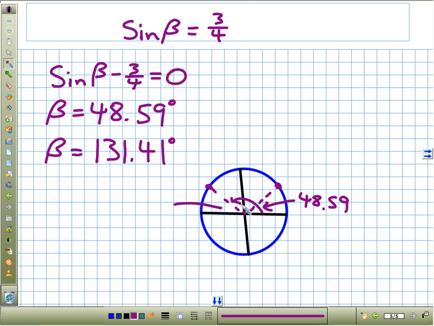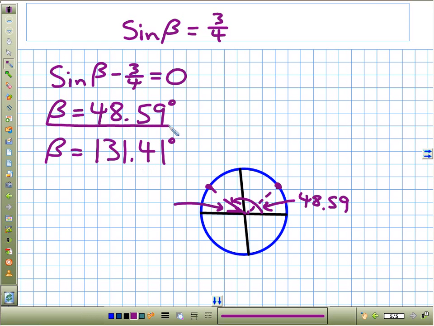Let me ask you this. What is this angle right here where this arrow is pointing? What is that angle? Not this whole rotated angle here, but what is this little angle? What do you think it is? Well, look, this is 48.59. That's right, because of the symmetry. So if I wanted to get the 131.41, I could have said, well, I've got this angle.